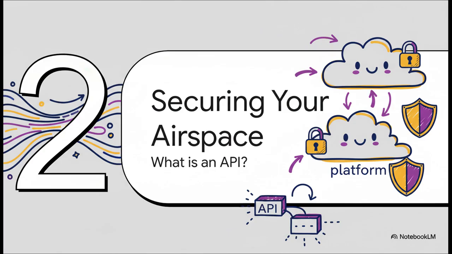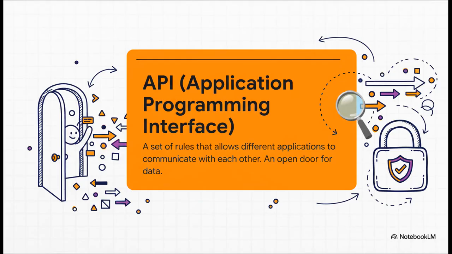All right, let's tackle that first duty head-on, securing your airspace. And that whole process begins with understanding the main entry points into your platform in the first place. You know, the main way other systems talk to your platform is through something called an API. That stands for Application Programming Interface. The easiest way to think of it is just a designated door that you've opened to let data flow in and out.